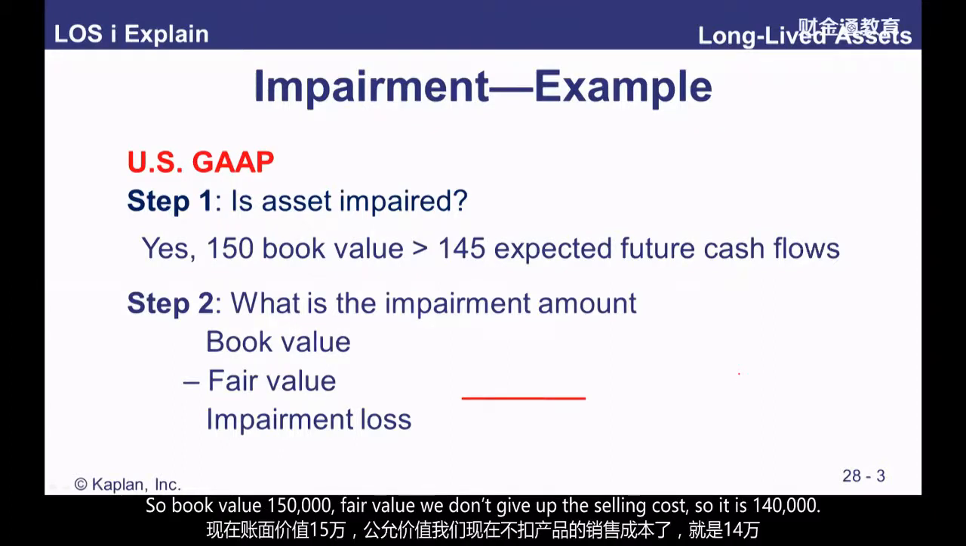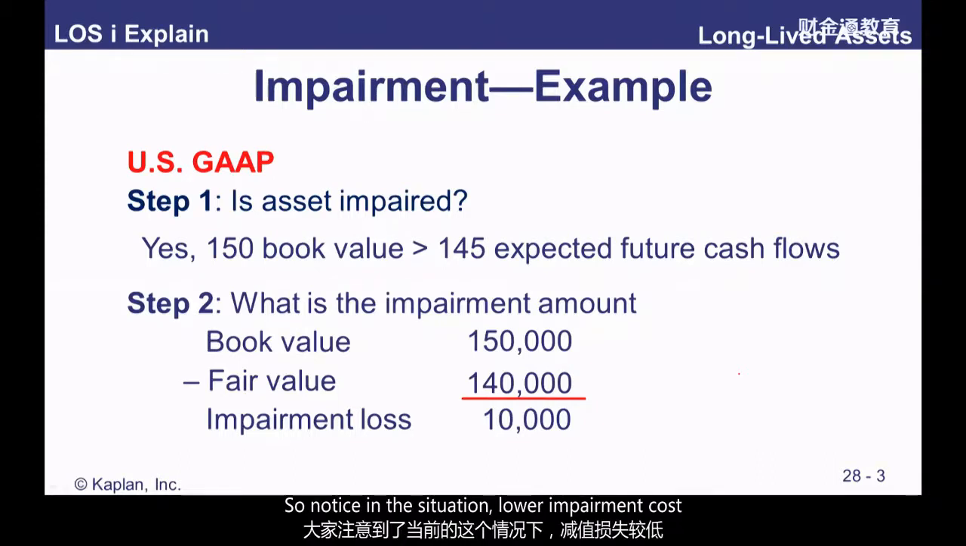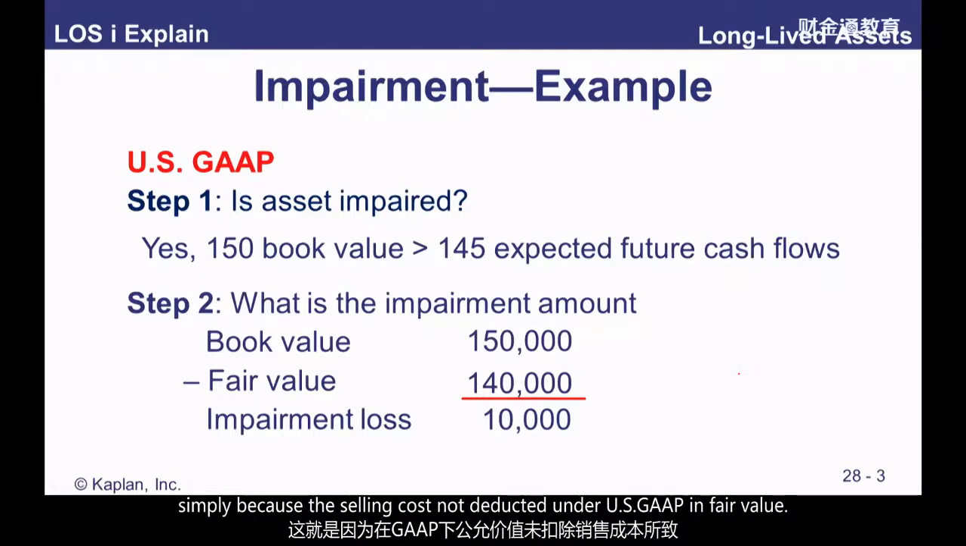So book value 150,000. Fair value, we don't deduct selling costs, so it's 140,000. So the impairment loss here is 10,000. So notice in this situation, lower impairment costs simply because of the selling costs that are not deducted under US GAAP from fair value.